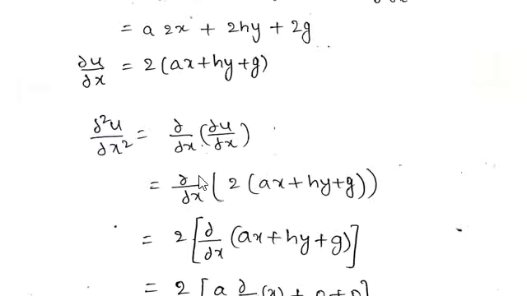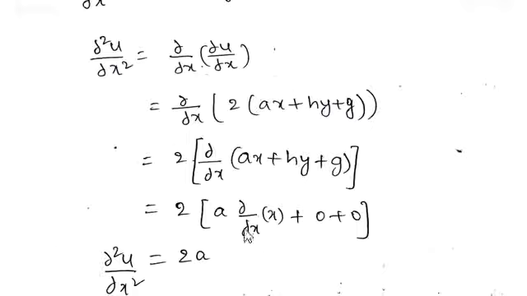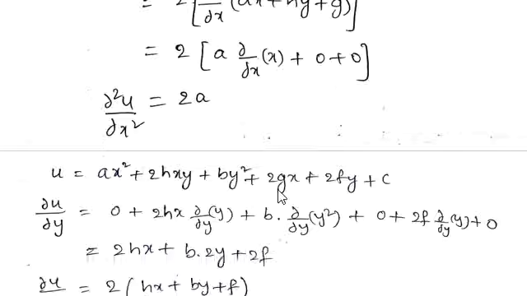So when you once again write ∂/∂x of ∂u/∂x, 2 is constant, so we can write it outside, with ∂/∂x of this function. Here a is constant, so writing outside ∂/∂x of x, and h is constant, y is constant, so directly 0, since differentiation of a constant is 0, and g is also constant whose differentiation is 0. And ∂/∂x of x is 1, so it is directly 2a. So ∂²u/∂x² is 2a.